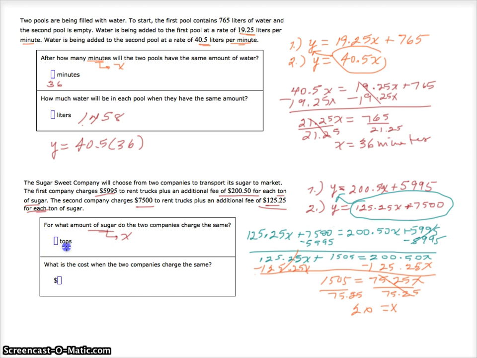So at 20 tons, they're the same. Then I just plug 20 into y equals mx plus b, and you can pick any of them. I'm going to pick the top one, 200.50 times 20 plus 5,995. 200.50 times 20 plus 5,995, and that is $10,005. So for this one, just make sure you set up slope-intercept form by using the rate and the starting value. Substitute and solve. Good luck.